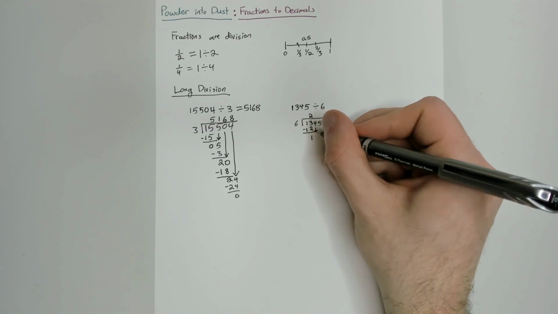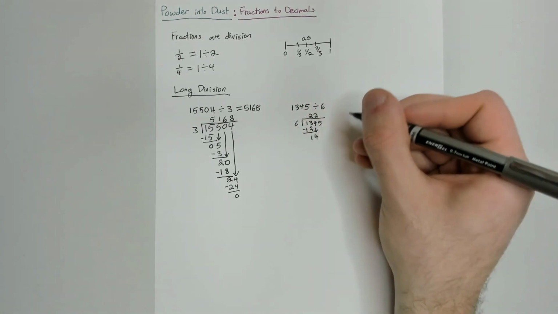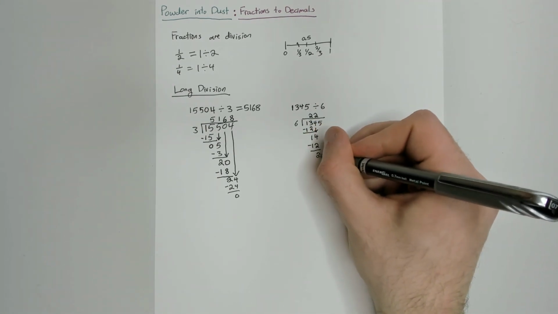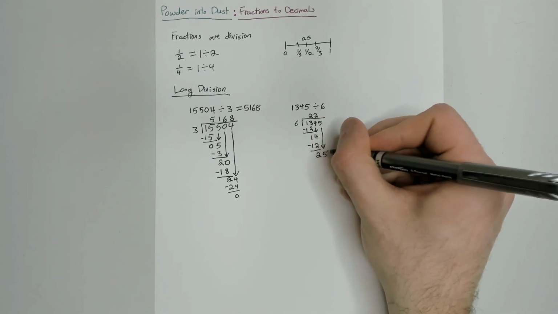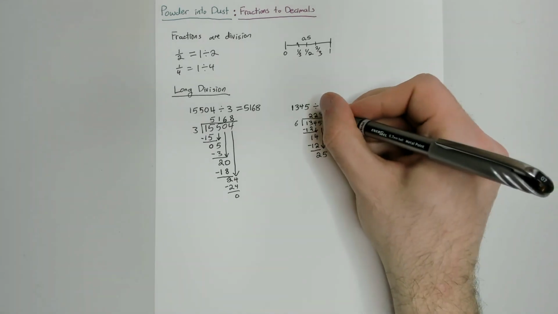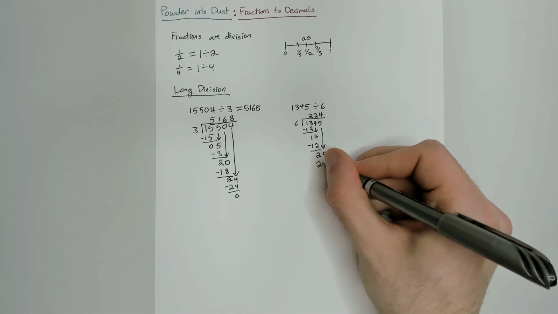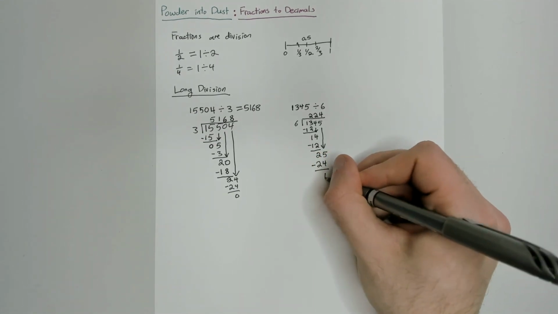And then we bring down the 4, so now we're at 14. Once again, 6 goes into 14 2 times. So we'll subtract off 6 times 2, or 12, and we get a 2 here. And then we bring down this 5. So now we have 25. How many times does 6 go into 25? It goes in 4 times, right? Since 6 times 4 is going to be 24. So we subtract that off, and we get 1.